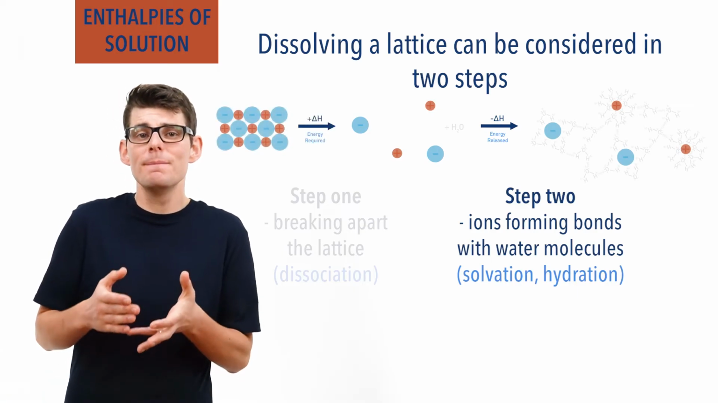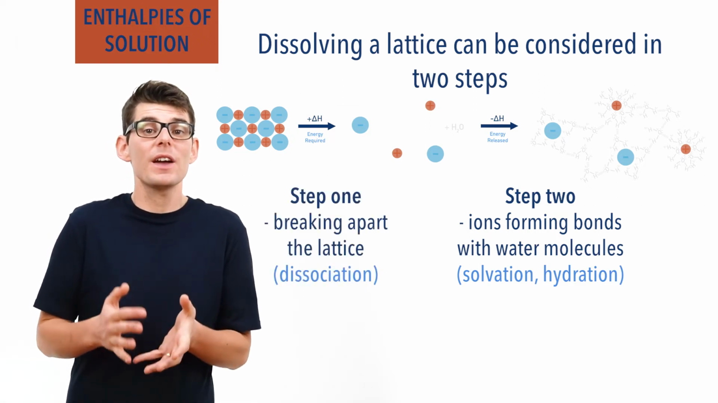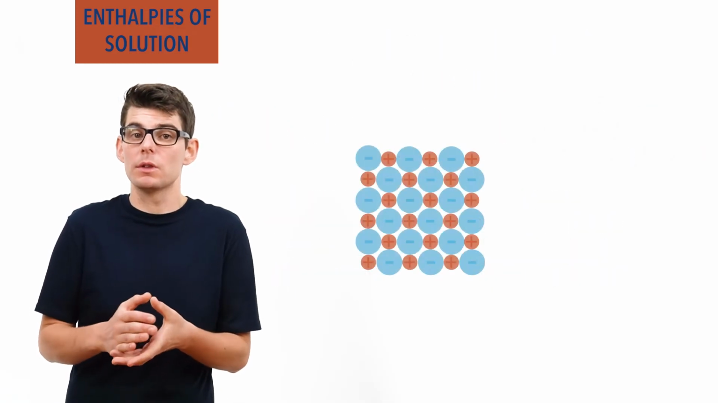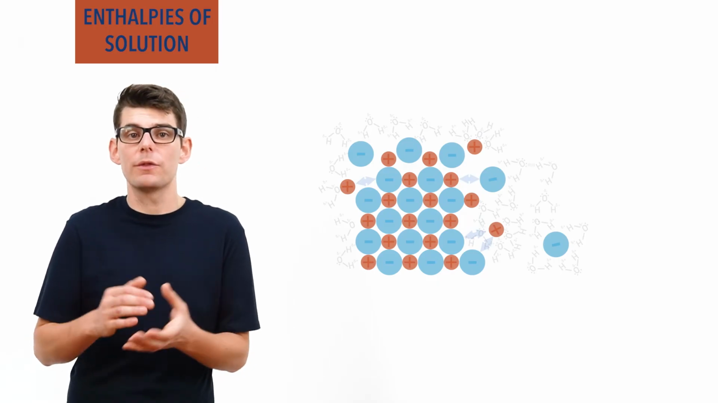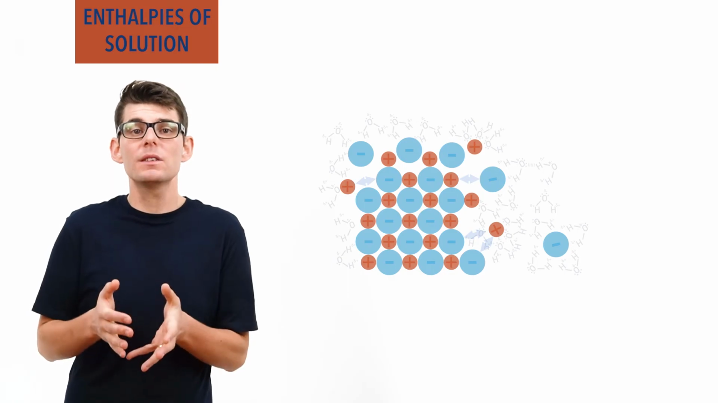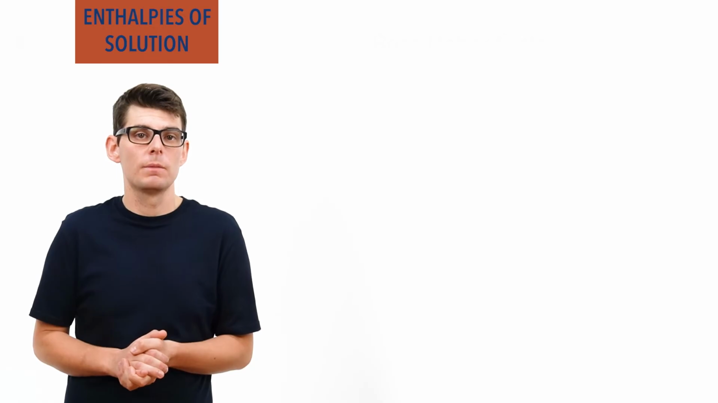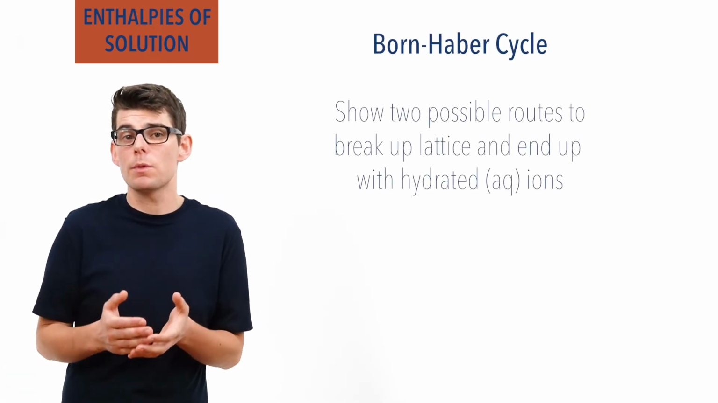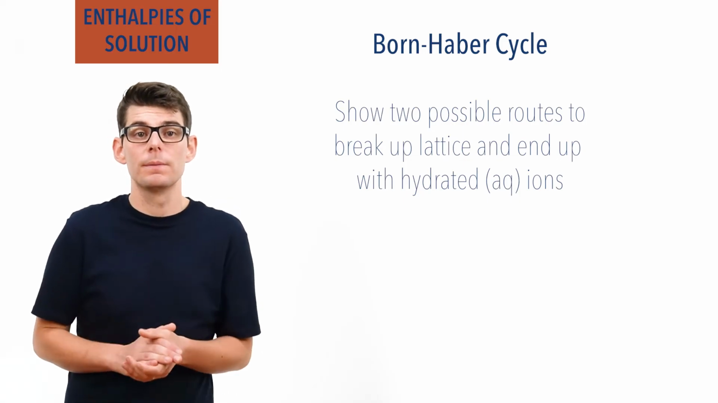We can't actually measure the enthalpy changes for each of these two steps occurring, as they effectively happen at the same time. Bonds between water molecules and ions form at the same time as the ions themselves break away from the lattice. To find any type of enthalpy change then, we will need to use Hess's law and a Born-Haber cycle. By constructing a Born-Haber cycle, we can see that there are two possible routes we can use to break up a lattice and end up with hydrated ions.